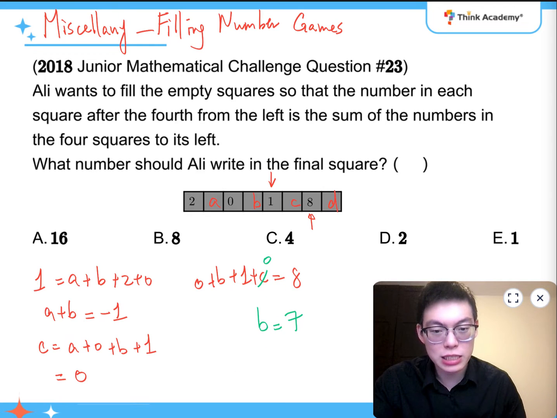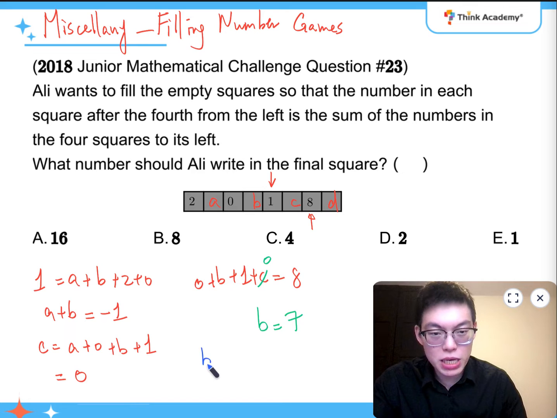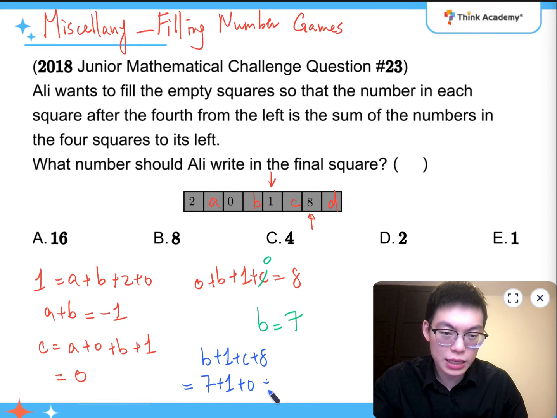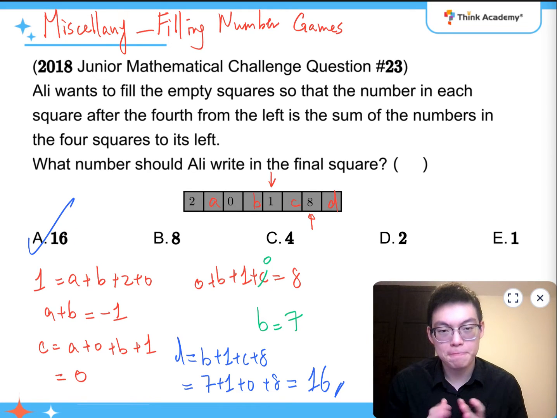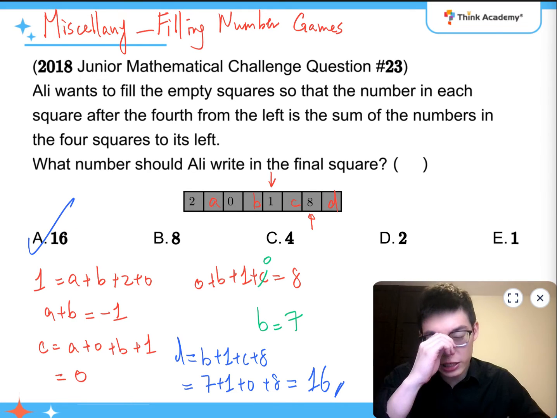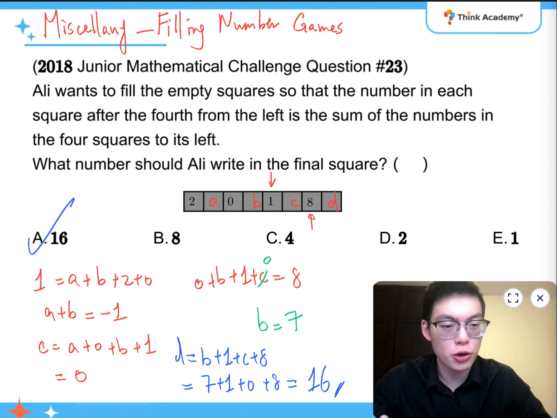So finally, we can definitely find D, because D is B adding 1 adding C adding 8, which is 7 adding 1 adding 0 adding 8. Oh, D is equal to 16, right? So the answer is going to be 16. That's how we can solve this question. You just need to think about A and B as a whole temporarily. All right, and you'll be able to find out the rest of them.